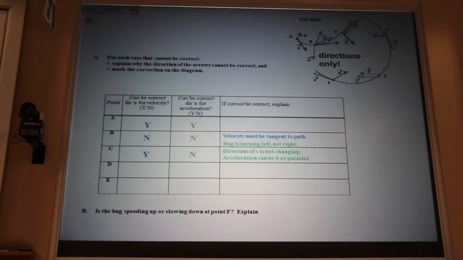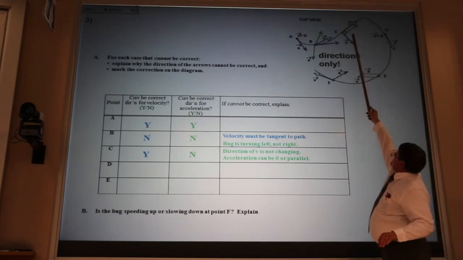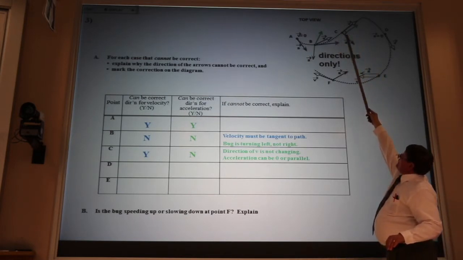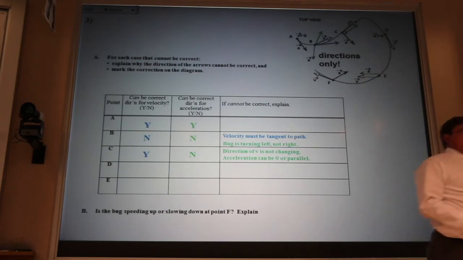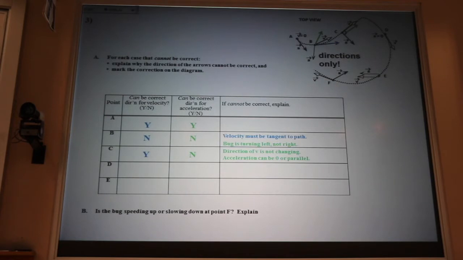So I can either have something in the same direction or the opposite direction or 0. Those would be my 3 choices. If the bug's speeding up, it would be the same as the velocity, the same direction. If it's slowing down, opposite. If it's got cruise control, it would be 0 acceleration, because it's not speeding up, not slowing down, and not turning.